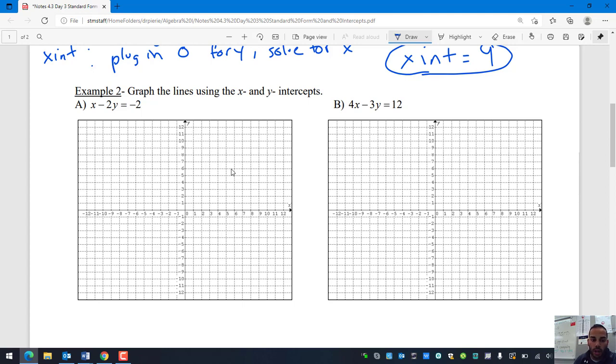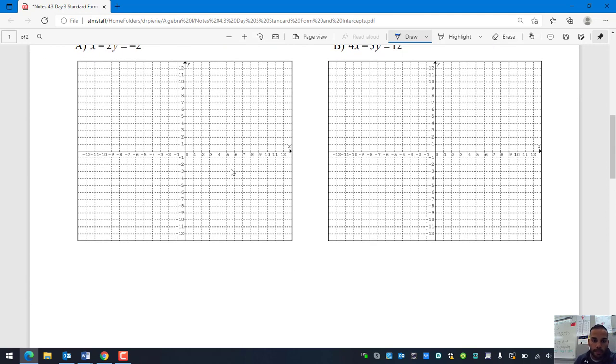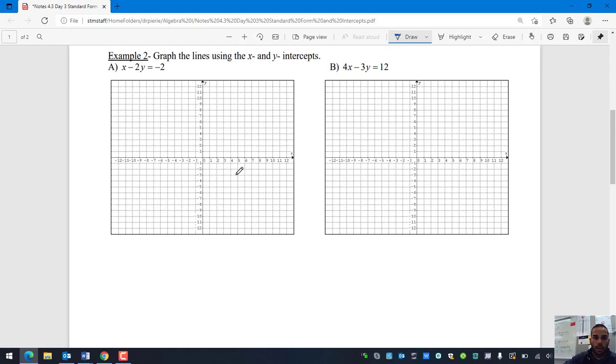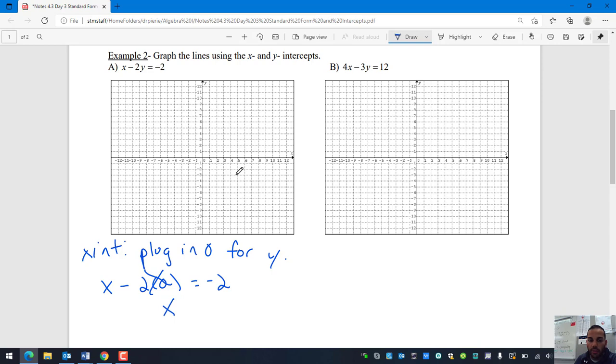Let's first solve for the x-intercept. If I want to solve for the x-intercept, all I have to do is, once again, plug in 0 for y. And if I plug in 0 for y, I'll have x minus 2 times 0 is equal to negative 2. 2 times 0 is just equal to 0. It basically cancels itself out. And what I'm left with is x equals negative 2. The x-intercept is equal to negative 2.